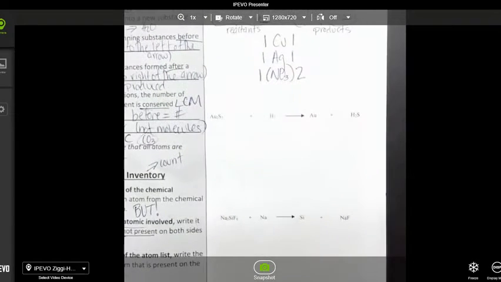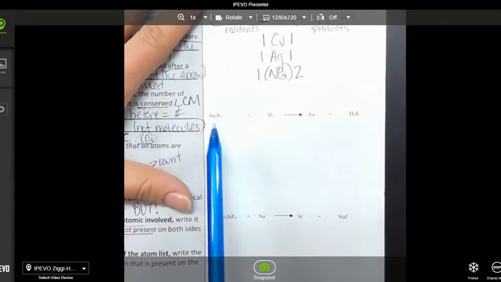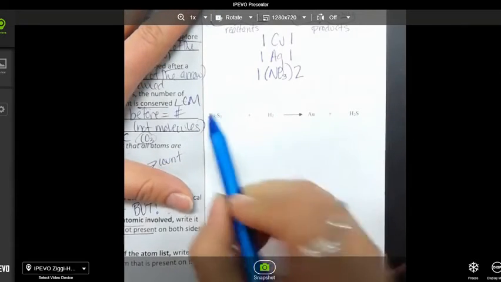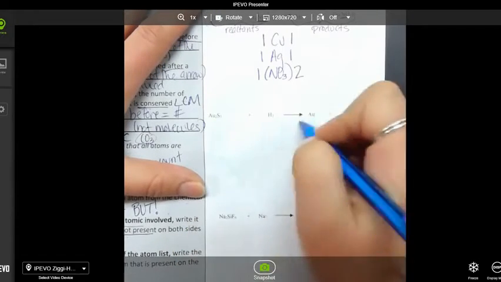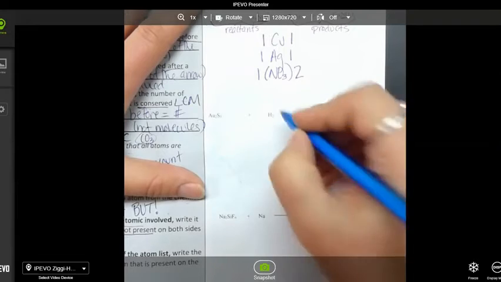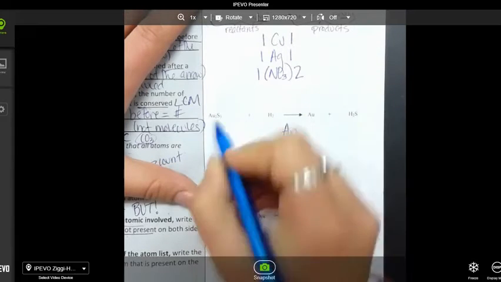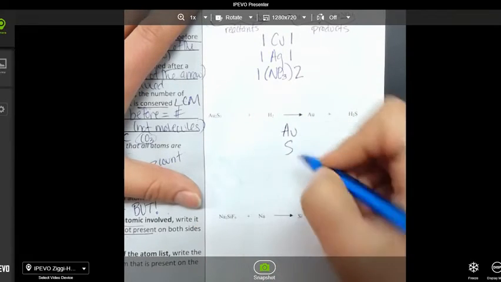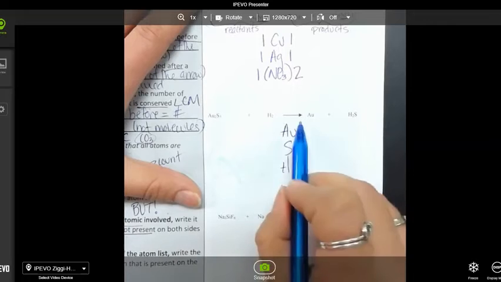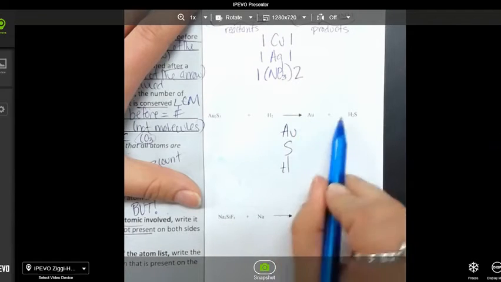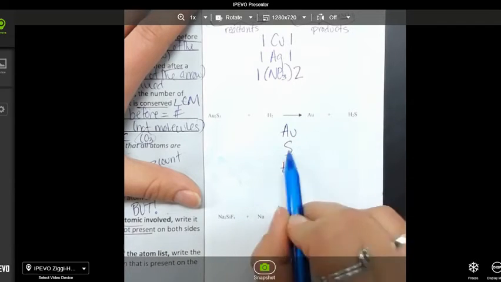Okay. All right. Atom inventory for the next set. All right. So let's write our list of atoms. We have Au2, gold sulfide. So the first atom I have is Au. Then I have sulfur. Then I have hydrogen. Now I don't need to keep writing because I've already listed gold. I've already listed hydrogen. I've already listed sulfur.